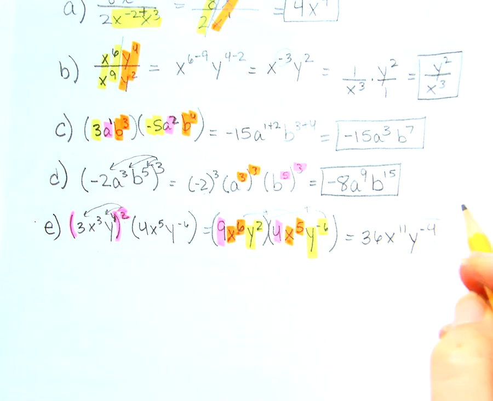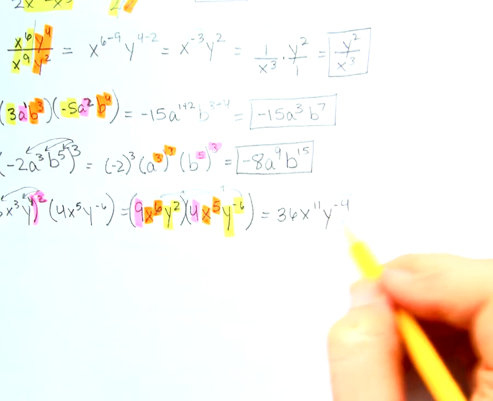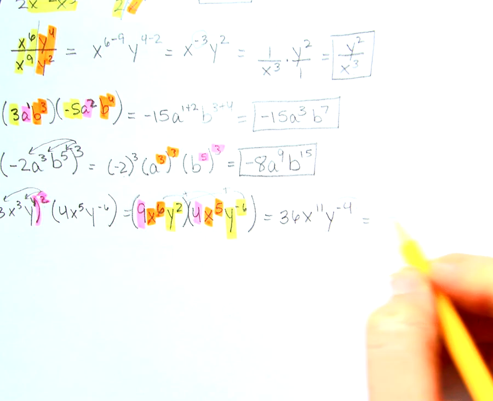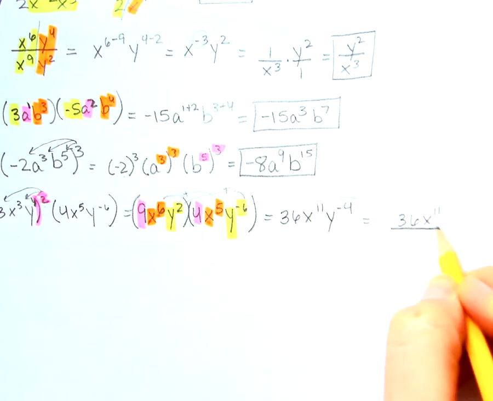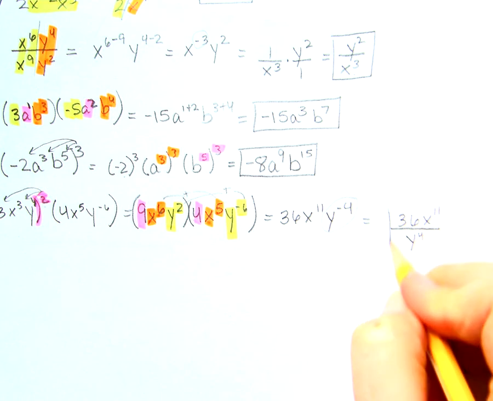Remember, this guy, you take the reciprocal of him because it has a negative exponent. So that means 36x to the third, which is a positive exponent, stays in the top. Y to the fourth goes to the bottom.